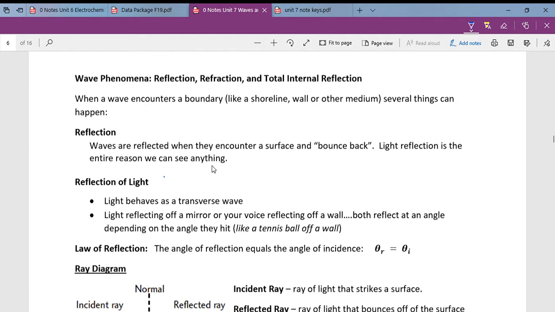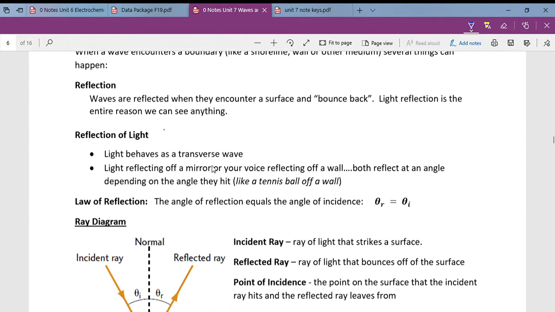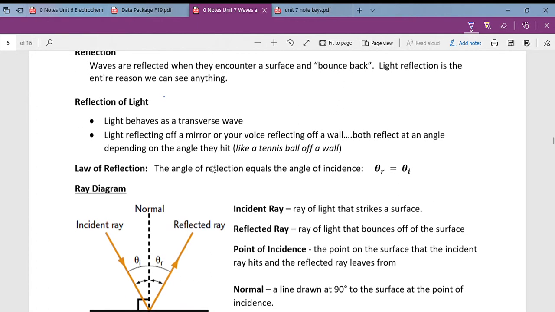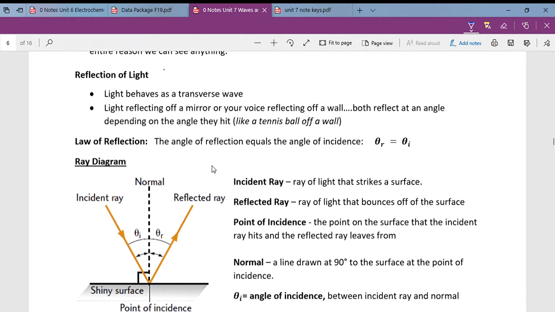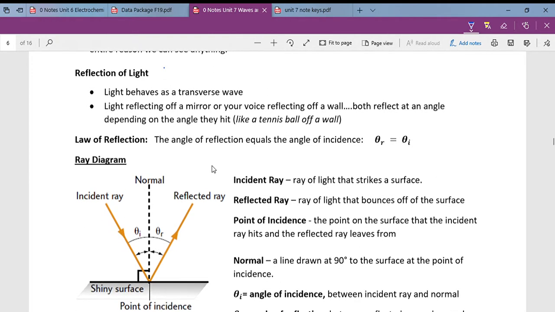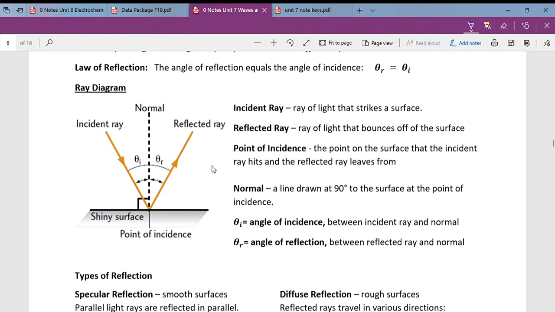The first thing that we're going to look at is reflection. So waves are reflected when they encounter a surface and bounce back. In other words, they don't enter the surface, they are reflected or bounced back. Light reflection is the entire reason we can actually see anything. When we're talking about reflection of light, light behaves as a transverse wave, and light reflects off a mirror, or your voice reflects off a wall. They always reflect at an angle depending upon the angle you're hitting at, like a tennis ball off a wall or a squash ball or a ping pong ball off a paddle, that sort of idea.